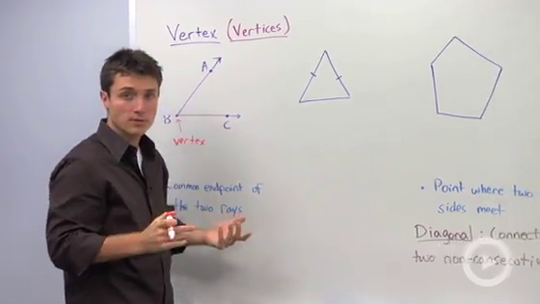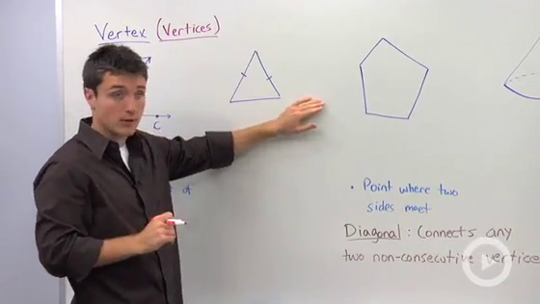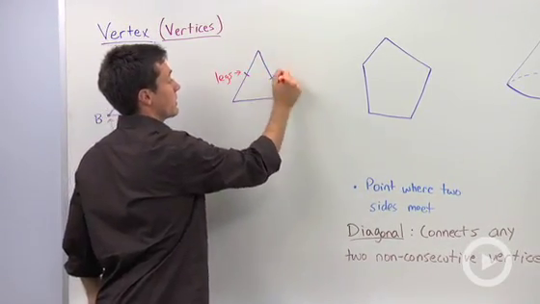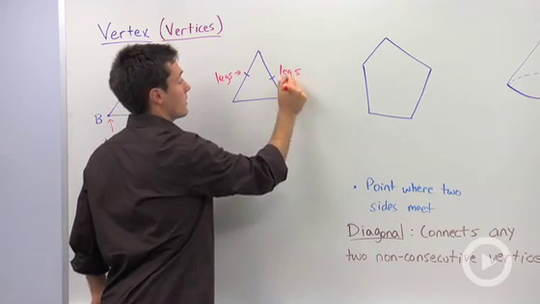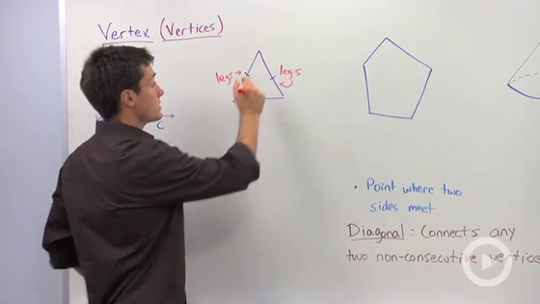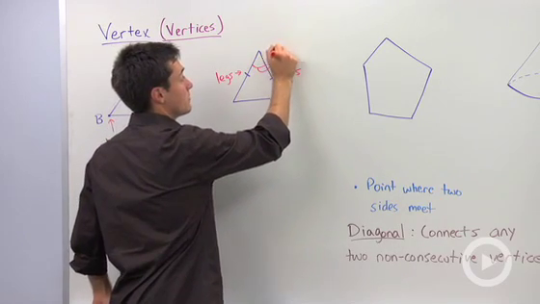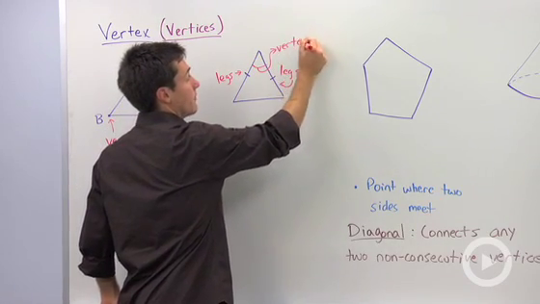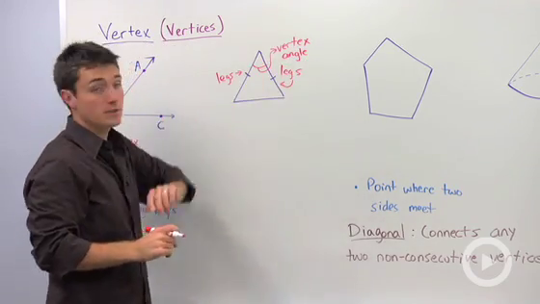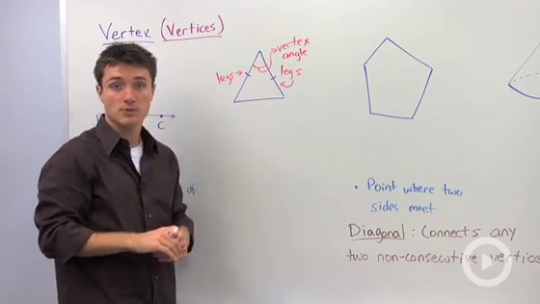What about triangles? If you have an isosceles triangle, you have two legs, which I guess I could label. So we have a leg here and a leg here. And this angle formed by the two legs is called your vertex angle. So I'm going to call this my vertex angle. So vertex could also apply to isosceles triangles.